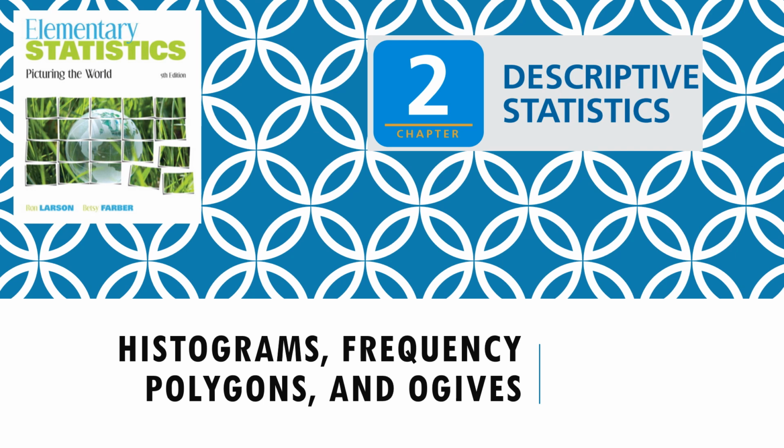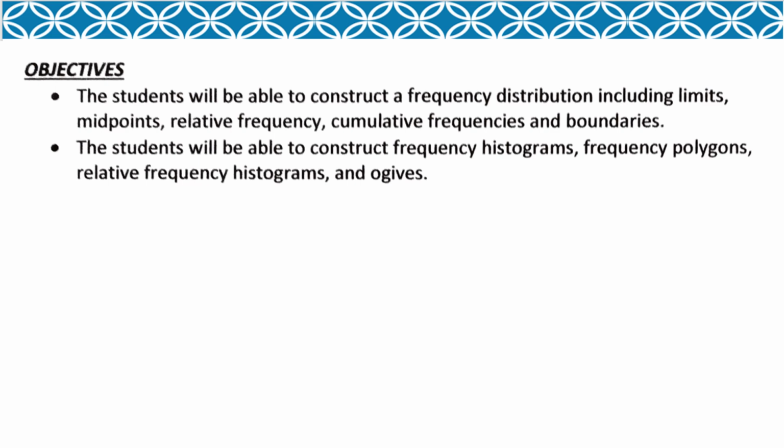We are very close to wrapping up Unit 2. Today we are talking about histograms, frequency polygons, and ogives. Same objectives that we've been working on, but we are continuing with our study. The students will be able to construct frequency histograms, frequency polygons, and relative frequency histograms and ogives.